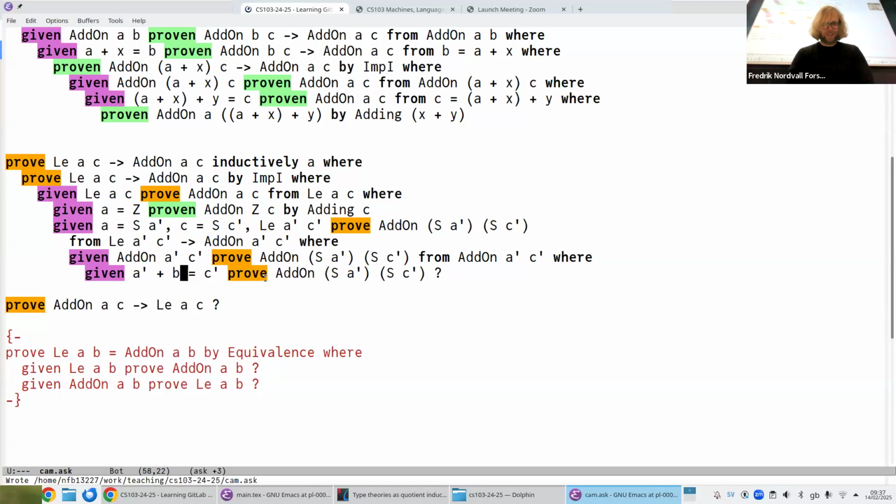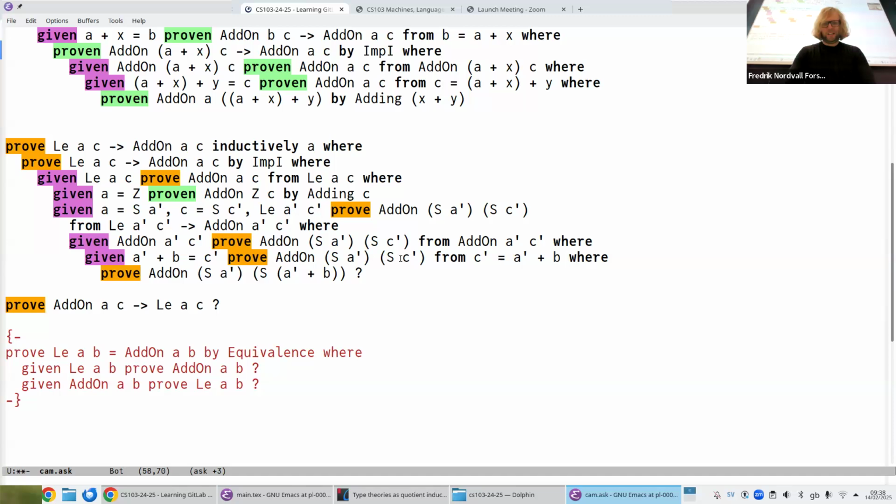Okay, so now I could do by adding B and try to muddle through, but I think the good move is the move that Connor showed us, which is to first replace the C prime here by the more informative thing here, right? So I'm going to say from C prime equals A prime plus B.